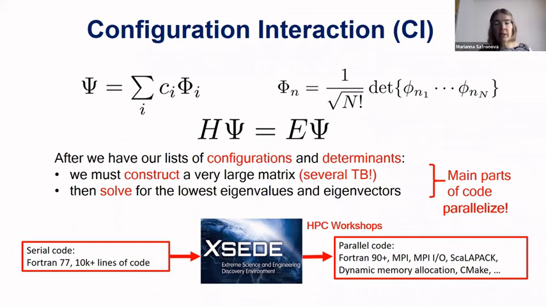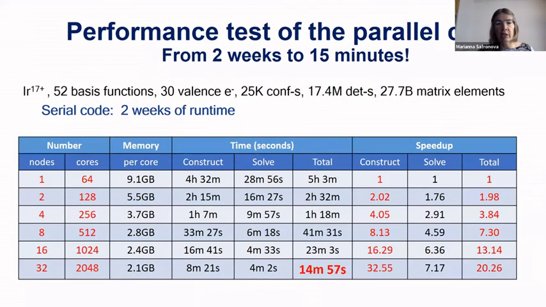Now this is a computational problem. We started with a serial code, and we now have a parallel code with MPI and dynamic memory allocation, scalable to thousands of CPUs. This is one advance which allows us to compute much, much larger systems with configuration interaction. Just to give an example, that was our first test, Iridium 17 plus, because it has been proposed for a clock. The serial code which ran 2 weeks will run in 15 minutes with our current resources.